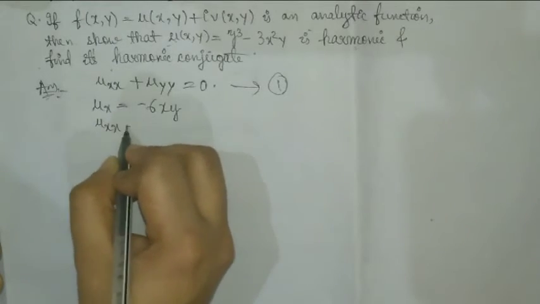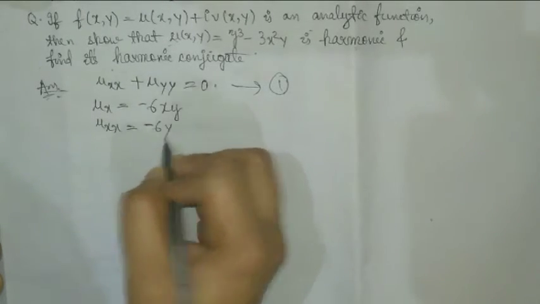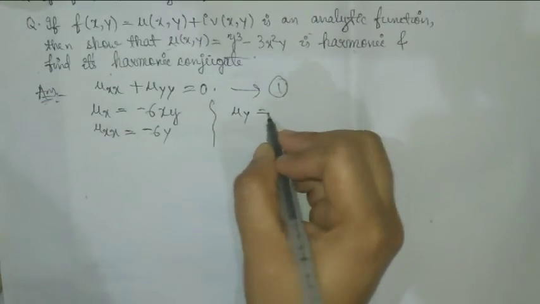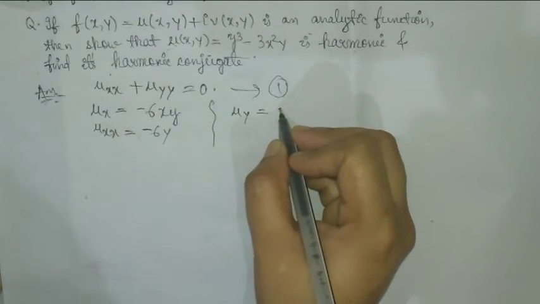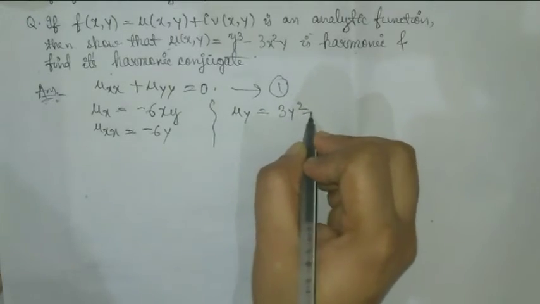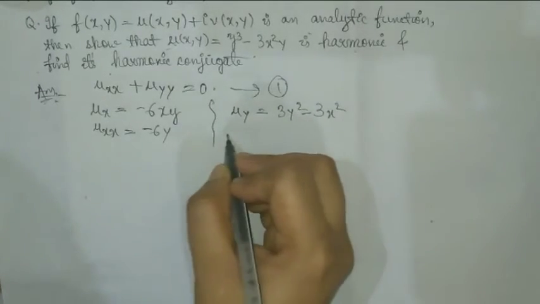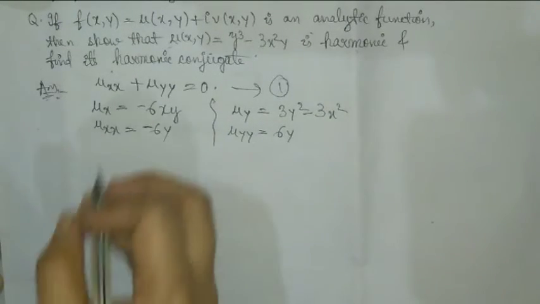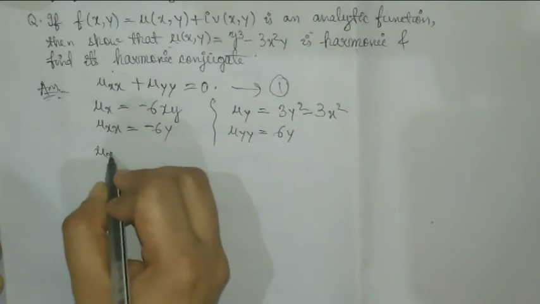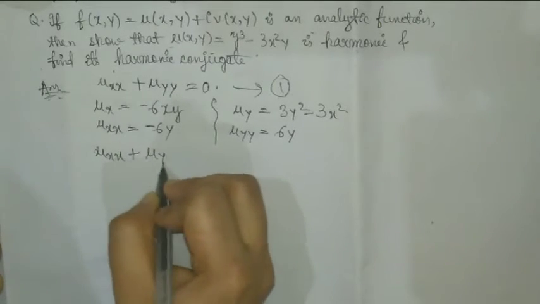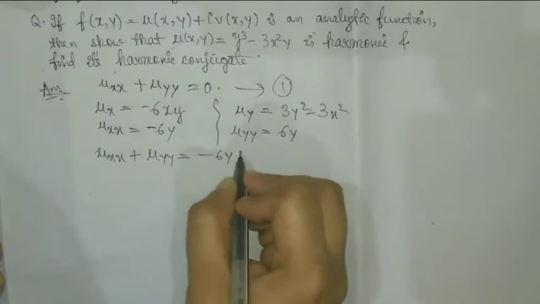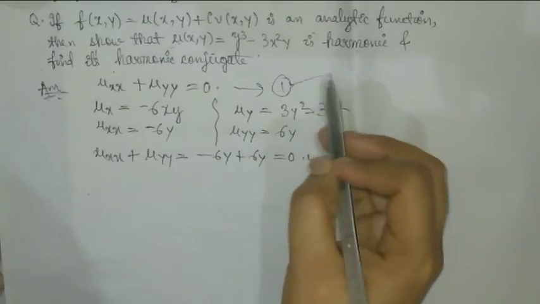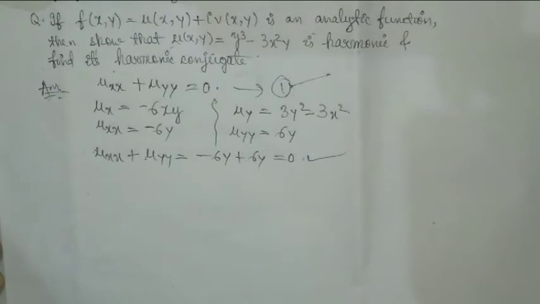Again, this is equal to minus 6y. Now del u by del y is equal to 3y square minus 3x square, and this is equal to 6y. Okay, now when adding these two, we will get 0, isn't it? So it satisfies the Laplace equation, so it is harmonic.